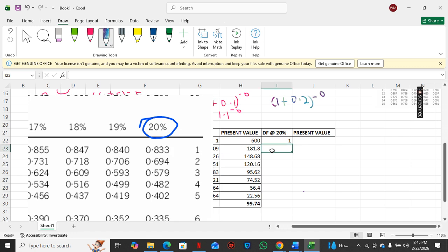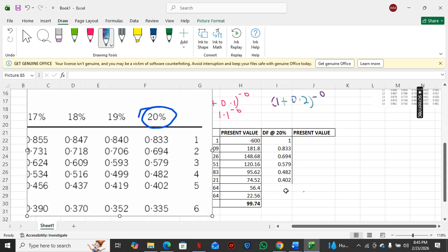So for year 1, 0.833, year 2, 0.694, year 3, 0.579, year 4, 0.482, year 5, 0.402, year 6, 0.335.